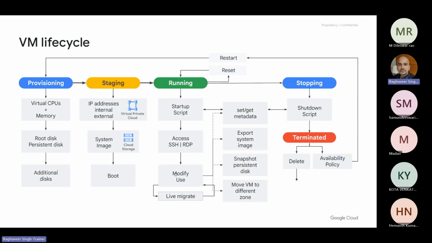You can modify the use of the VM. I'm saying you can change the configuration of the VM, all that. So startup script, you can set get metadata. You can access image. You can perform snapshots. You can move VM to a different zone also, different availability zone, which is live migration. So that's what you do.